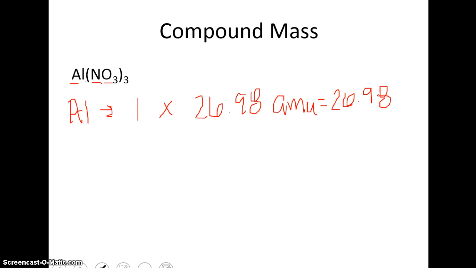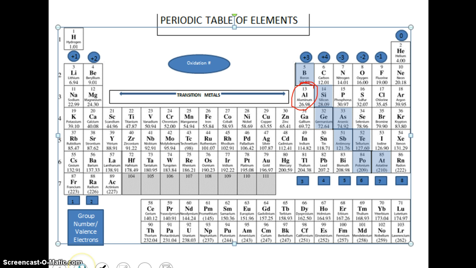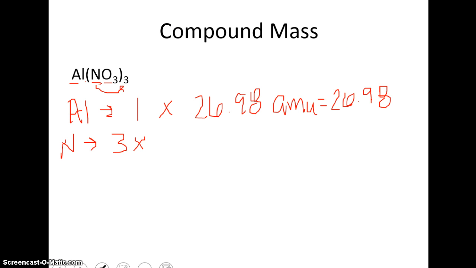Then you want to do nitrogen. There's no subscript behind the nitrogen, so that's 1, but it's in parentheses, so there are actually 3 of them. Look on the periodic table for nitrogen, and nitrogen is 14.01. Remember, the mass is below, and that is in AMU. 3 times 14.01 is 42.03, and I did forget AMU up top here.